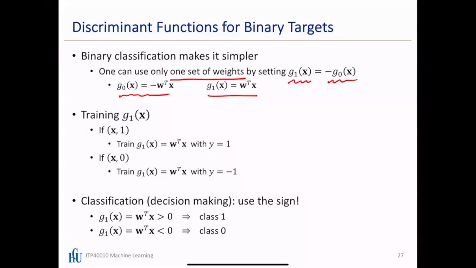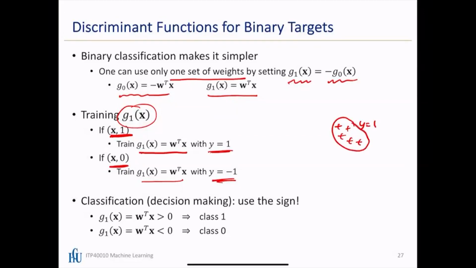And in the training time, you only need to train G1. For positive classes, you want to train W by setting Y is 1. For the negative class, you want to train W by setting Y is negative 1. So this is going to be simpler. You have positive instances and their label is 1, and you have negative instances, their label is negative 1. And you're going to draw some linear regression line like this.